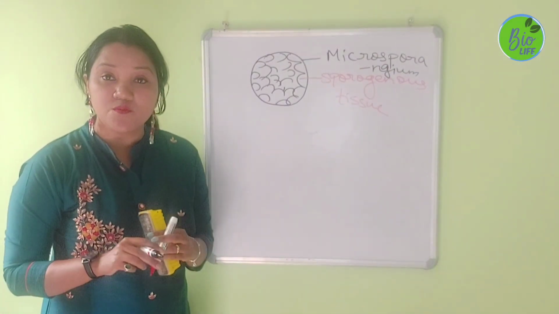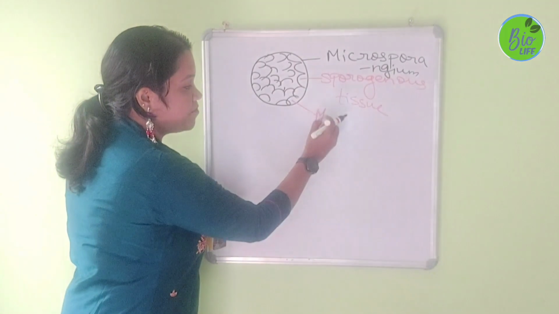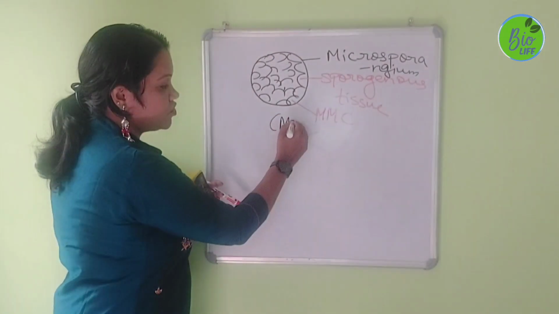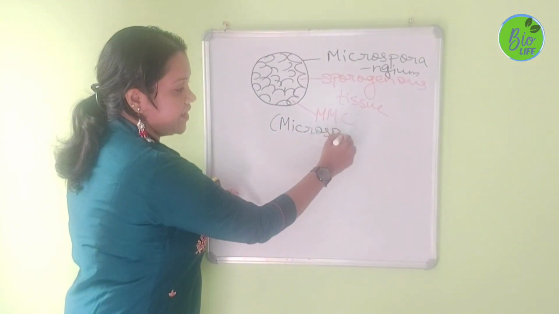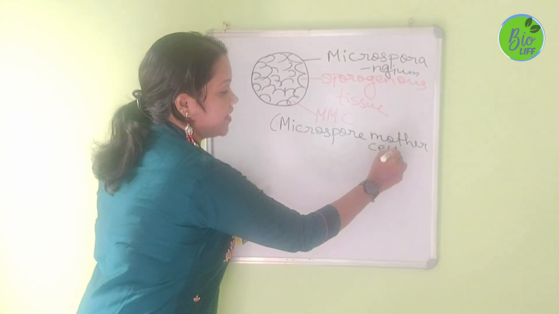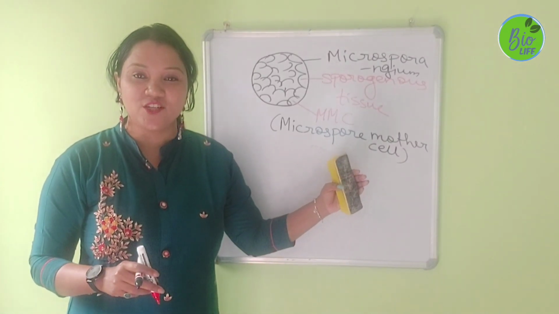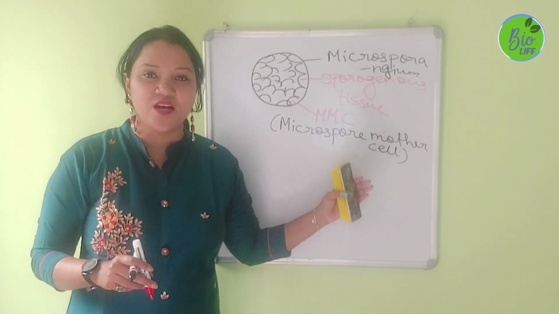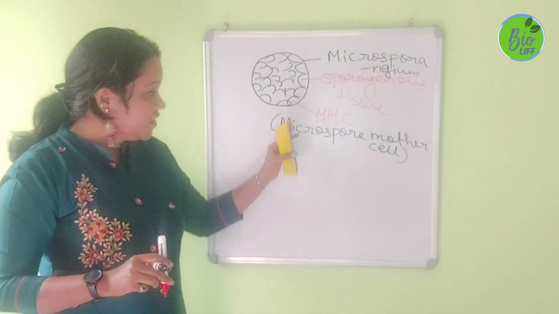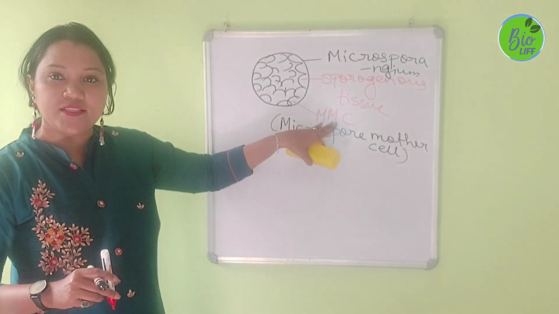Each cell of the sporogenous tissue is called an MMC, that is, microspore mother cell. From the name itself, mother, it will later give rise to the pollen grain, because a mother will generate. So each cell of the sporogenous tissue is a microspore mother cell.